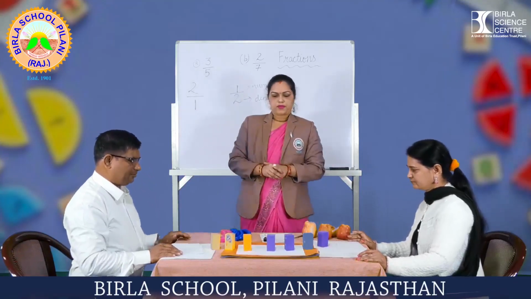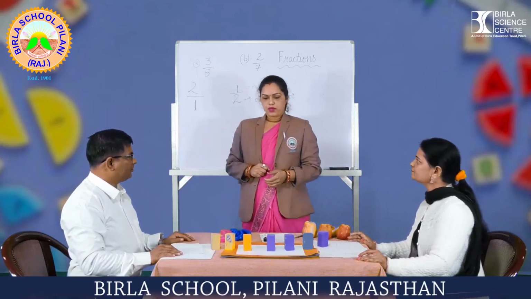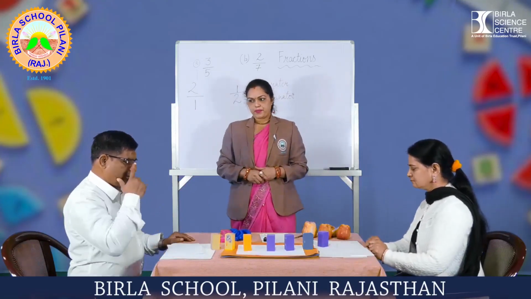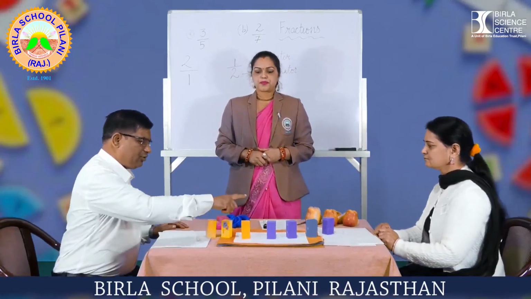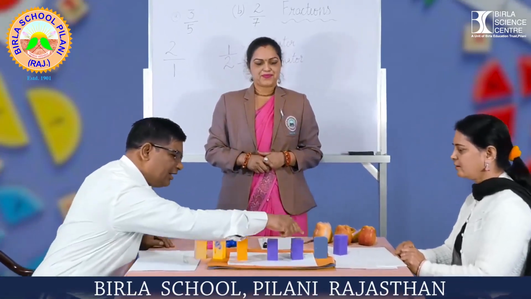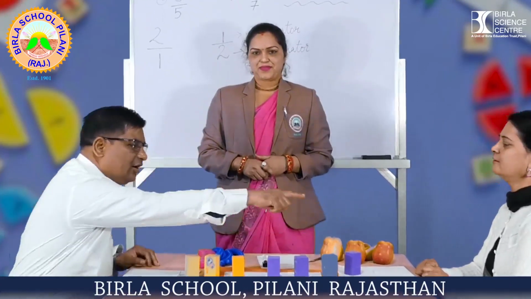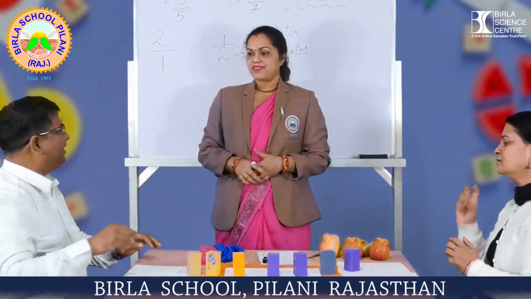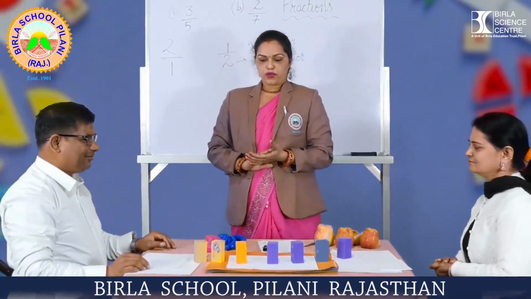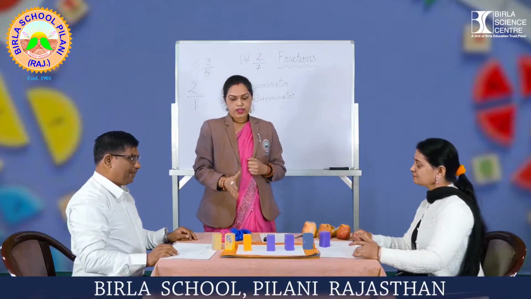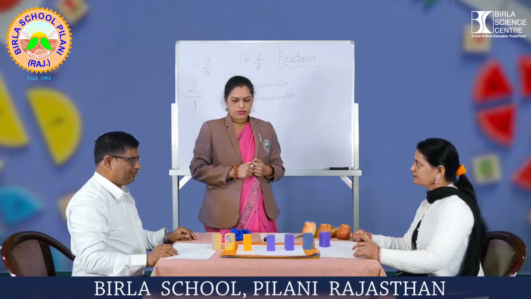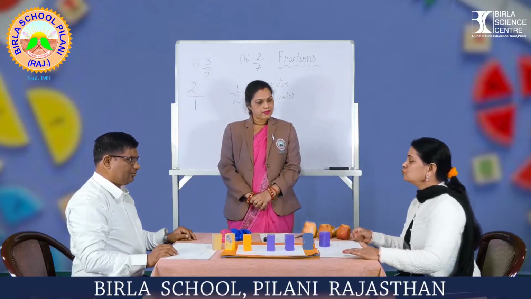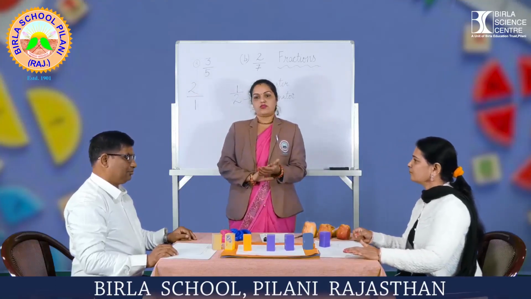Okay. Now, Deep, this time you tell me what fraction of these blocks is of violet color? Ma'am, 1, 2, 3, 4, 5, 6, 7. Total 7 and violet is 1, 2, 3. Ma'am, 3 out of 7. Very good. 3 out of 7. Okay, Shalu, now it's your turn. What fraction of these blocks is of yellow color? Yellow, ma'am. 1, 2. Ma'am, 2 out of 7. Very good. 2 out of 7.